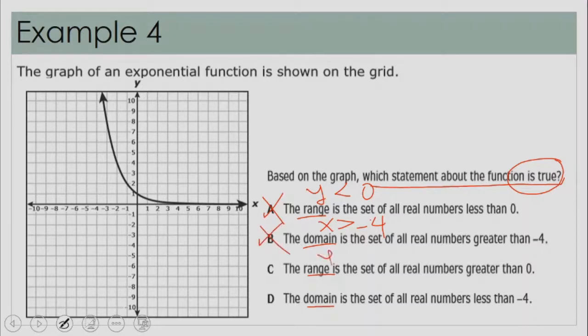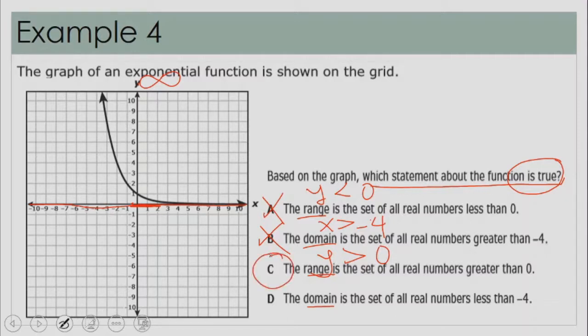The range, in this case Y, is the set of all real numbers greater than 0. So that is the answer, because the range is the Y value. The range is going from 0 to positive infinity. It is not touching 0 because this is an exponential function. So the answer in this case is going to be C.